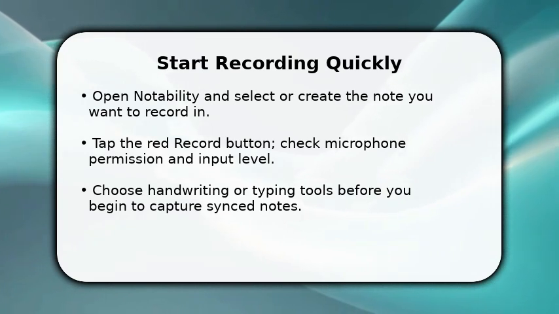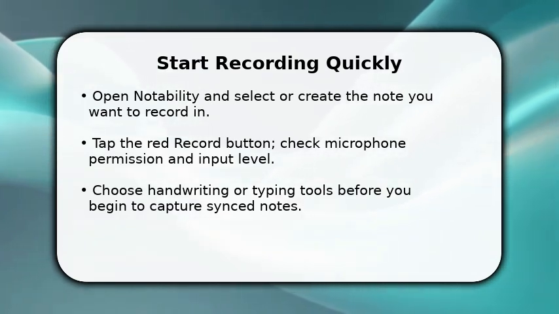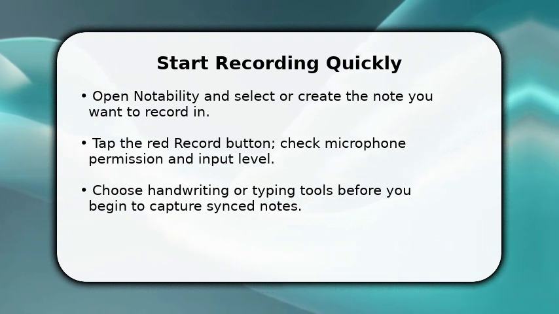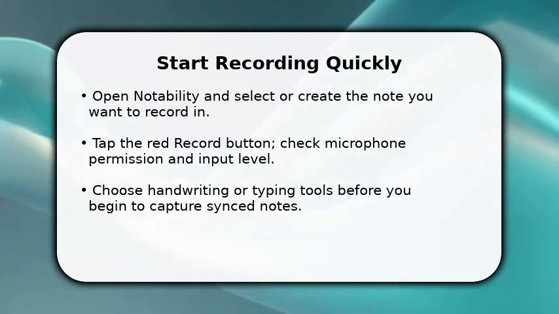You're ready to record now. Open Notability, pick the note, and tap the red record button. Make sure the app has microphone permission and glance at the input level so audio isn't clipping.